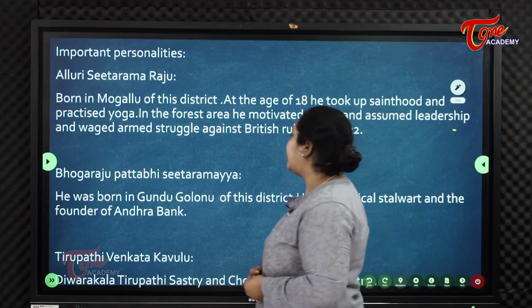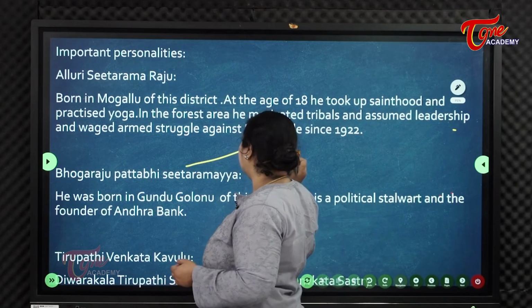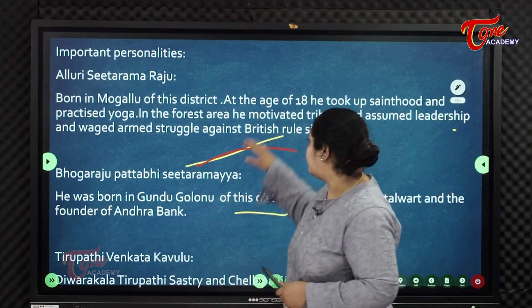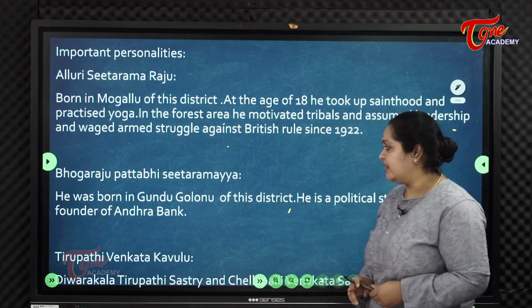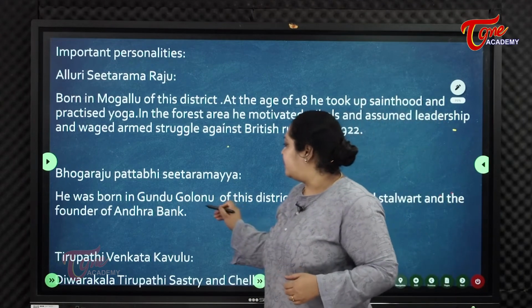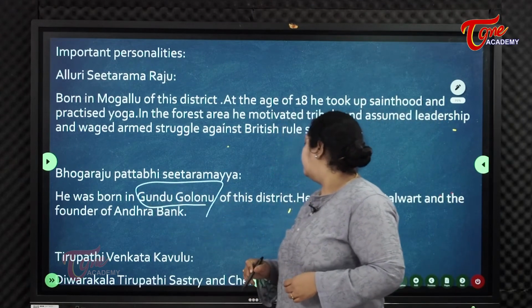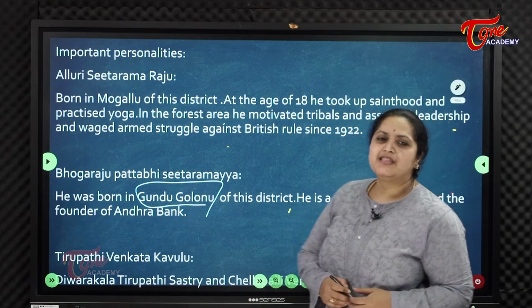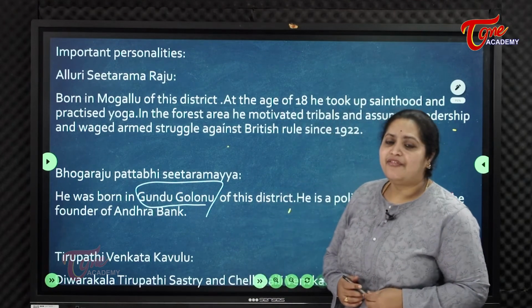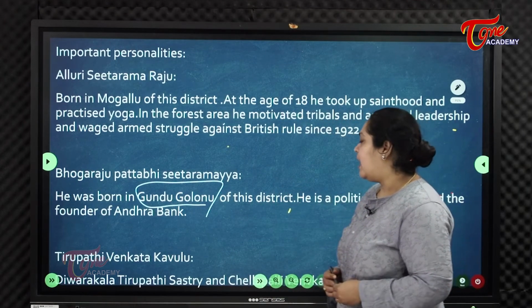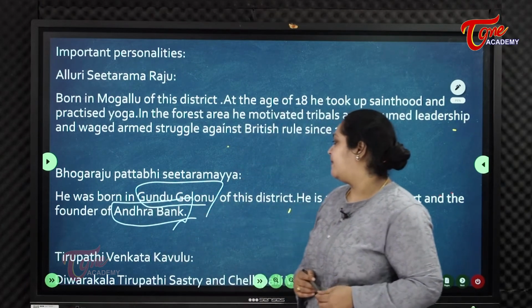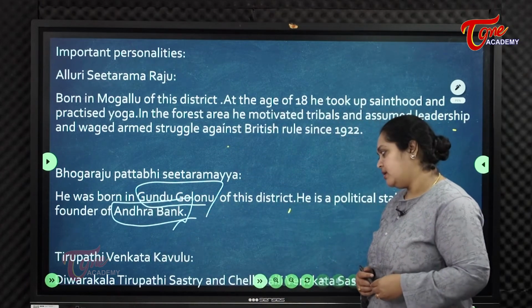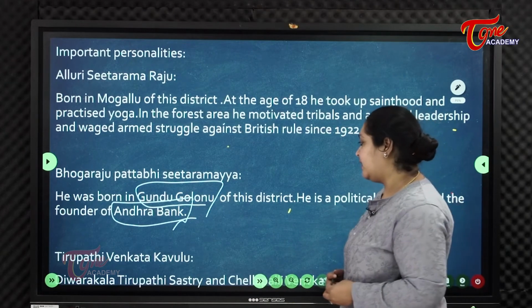Next, Bhogaraju Pattabhi Sitaramayya garu. He is also from West Godavari only, particularly from Gundugolanu. He is a political stalwart and the founder of Andhra Bank, the erstwhile Andhra Bank.